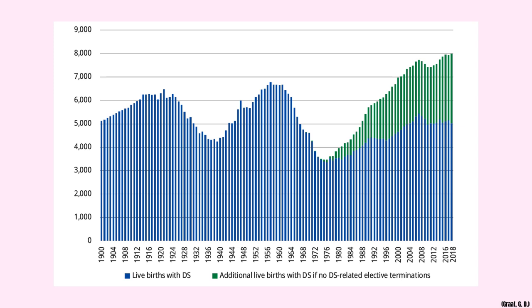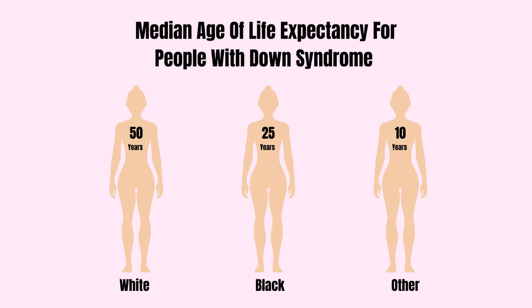In 2015, the number of people living with DS was 27% lower in Europe and 21% lower in the U.S. due to elective termination. The median age of life expectancy for people with DS varies by race: 50 years for white people, 25 years for Black people, and 10 years for other. Many factors may contribute, but unequal access to proper health care seems to be the primary influence.